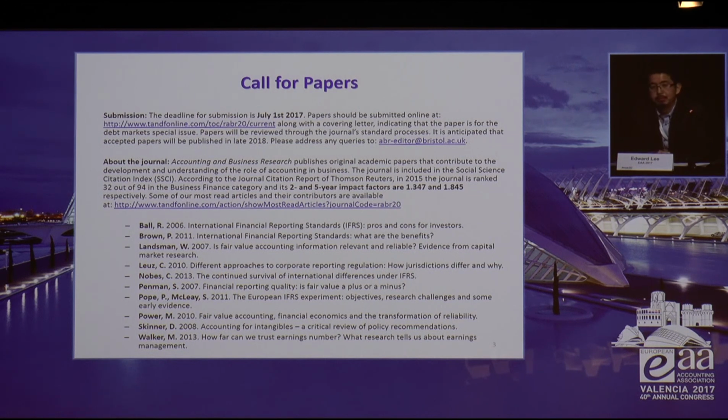For those of you who are not familiar with ABR, in case you're a PhD student or new to the community, ABR is an SSCI, ABS 3 journal, and the most current impact factor we have is 1.347, which ranks us 32 out of 94 in the Thomson Reuters business finance category. Here you can see a list of some of the most downloaded and cited papers in our journal. We look forward to your submissions to the special issue if you have any papers in the relevant area. More broadly, consider ABR as your research dissemination channel for any studies in the accounting discipline.